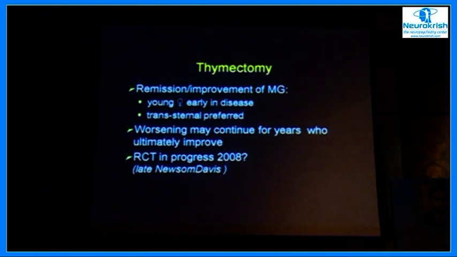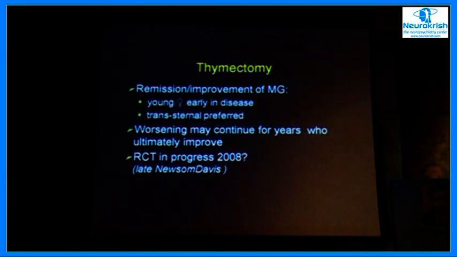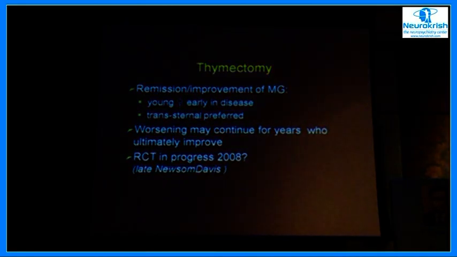Thymectomy. Now, thymectomy provides remission or improvement in myasthenia gravis, especially in young females, early in the disease. And transsternal is preferred, although now there is a fashion for keyhole surgery. People want to do video-assisted thymectomies. Surgeons are more keen to increase their series, but we quite often suggest that they go for transsternal.